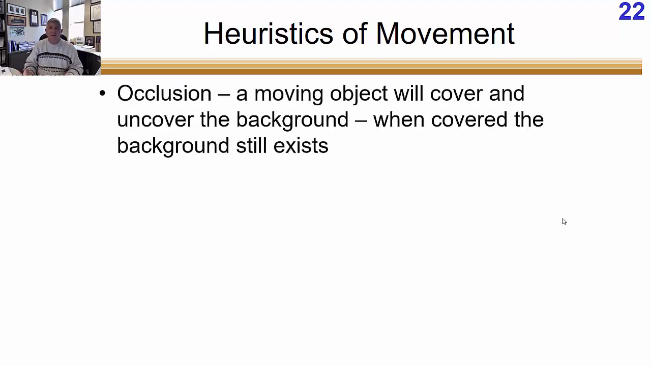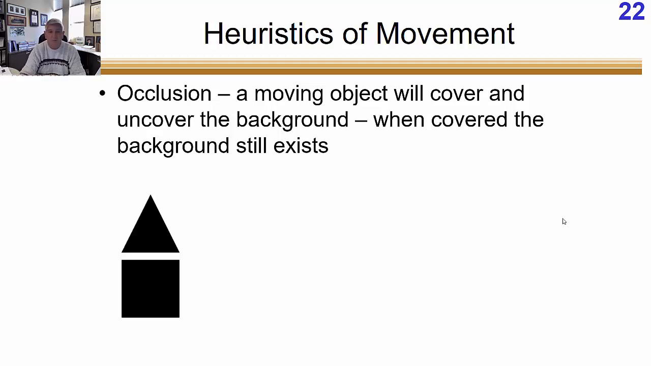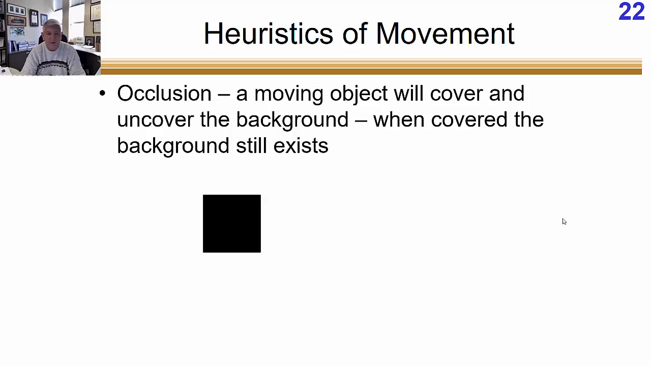Occlusion, right? Sort of like accretion and deletion. It says that a moving object will cover and uncover the background. Accretion and deletion. And so if I have a triangle and a square, and I make them move back and forth like this, it looks like the square is moving up to the right, and it looks like the triangle is moving under the square, right?